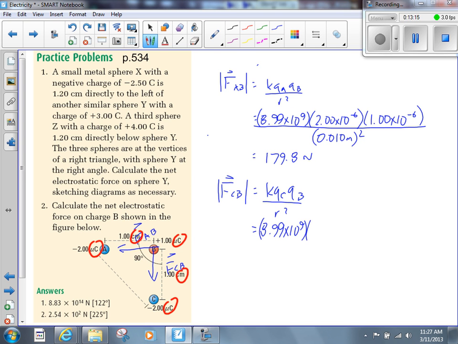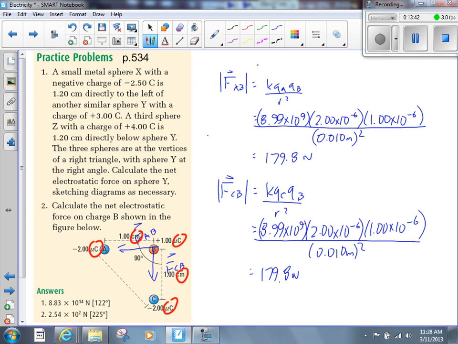QC is 2 microcoulombs. It's actually minus 2 microcoulombs, but we're going to drop the sign of the charge. And we can't forget the 10 to the minus 6 there. B is 1 microcoulomb. And if we divide that by the distance, that's going to be 0. Hey, these numbers are the same, aren't they? If the numbers are the same, then obviously we're going to end up with the same value of force, 179.8 newtons. So we get the same number for the force of A on B as the force of C on B. That's obviously not going to be the case all the time, right? It doesn't change how we do the question.